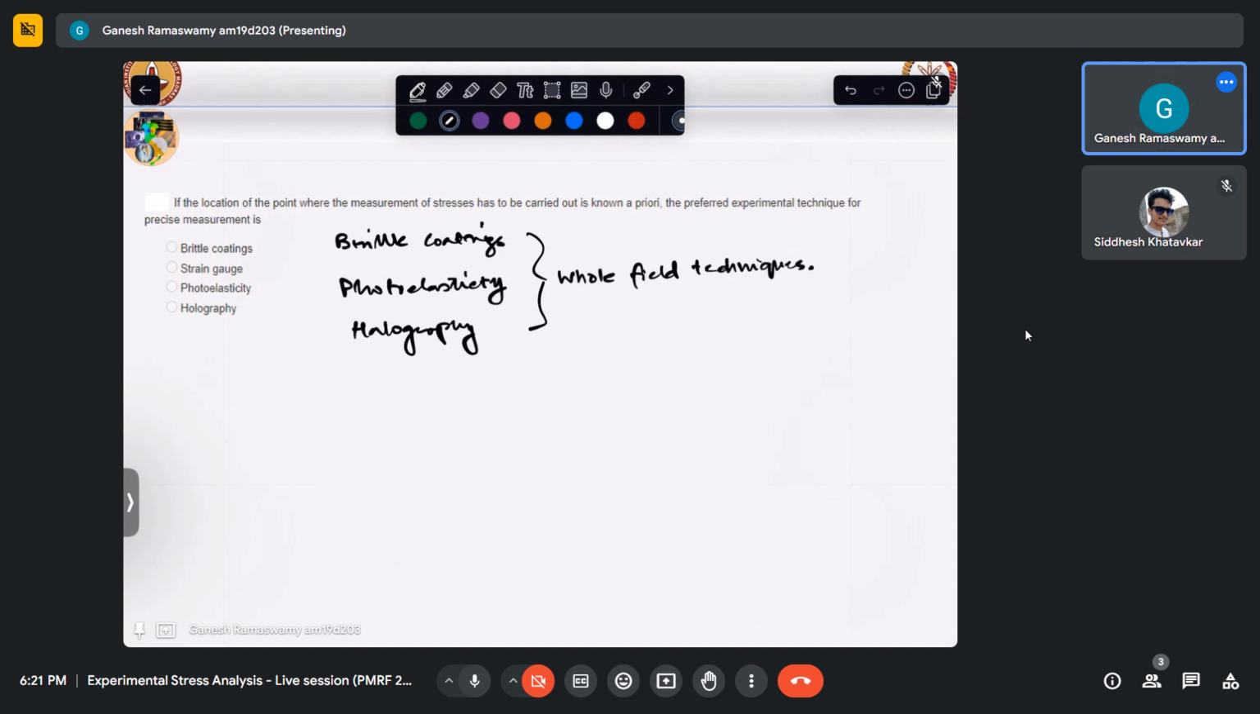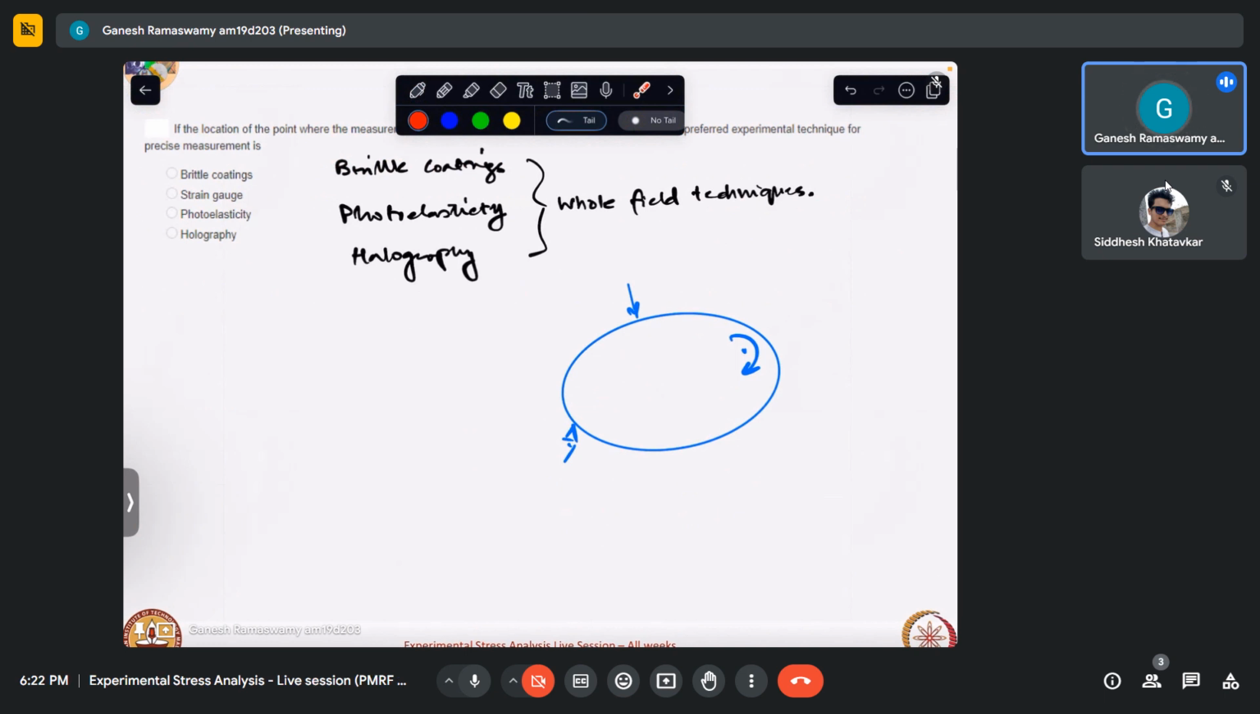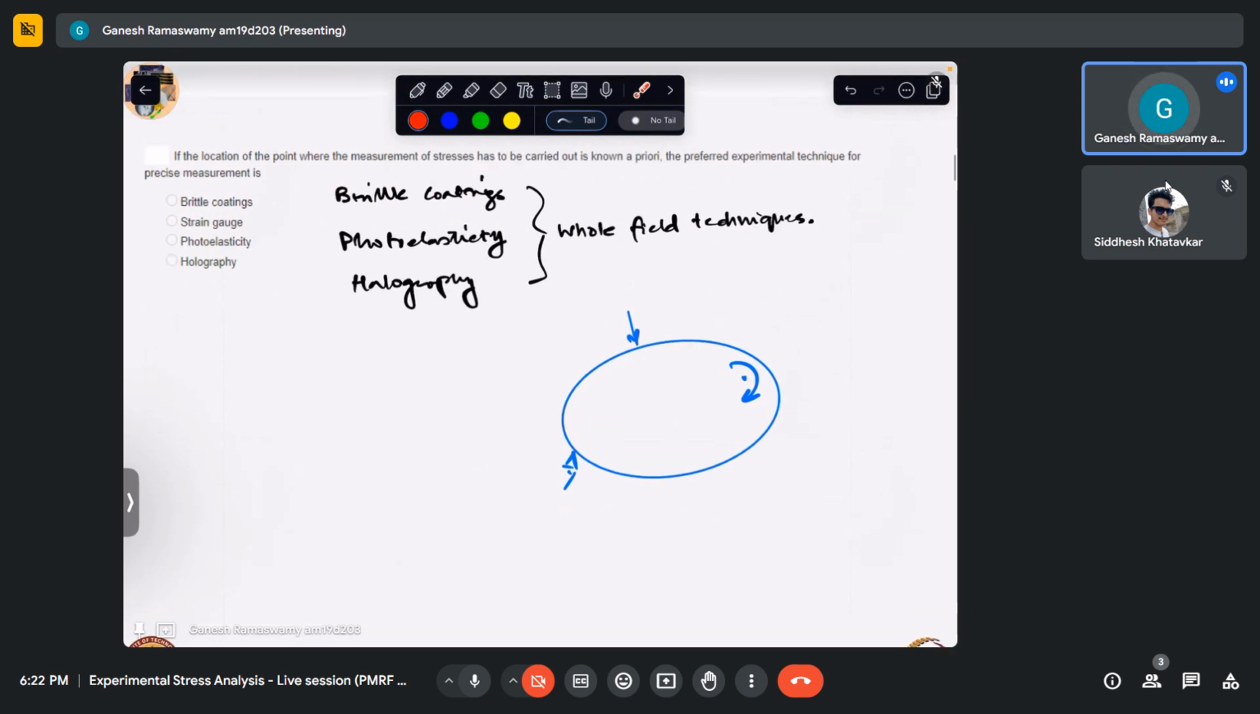which implies that whatever be the domain of the problem, when we conduct these experiments, we will be able to get the information at every point in the domain. Whereas a strain gauge is a point by point technique. If I were to paste a strain gauge here or a rosette here, I'll be able to measure the strain at this point along two or three directions, however I place it. But essentially, I'll be able to analyze the state of strain only at this point. If I were to find it out here, then I'll have to again paste a new strain gauge over there. So essentially, a strain gauge is a point by point technique.